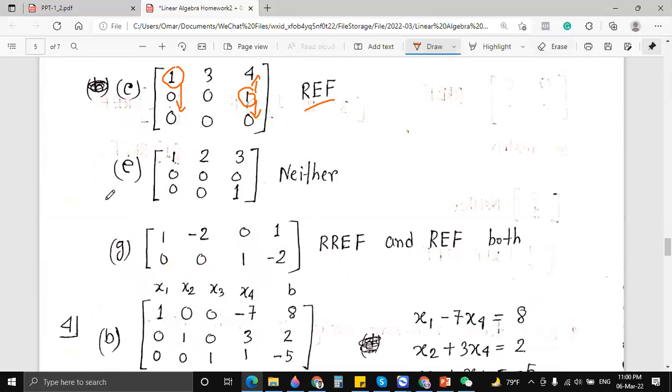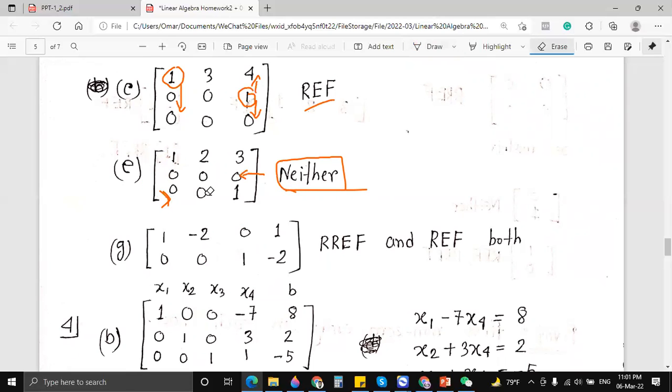Number E, we have the first pivot point here, but you see the row with all 0 entries is the second row, but we expected it at the bottom, right? So that's why this is neither REF nor RREF. We need to send the second row to the bottom. Then we can say this is REF form. But for now this is neither REF nor RREF.